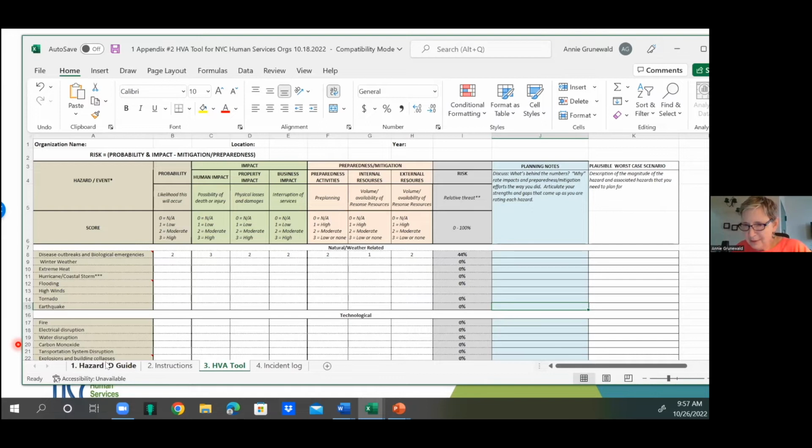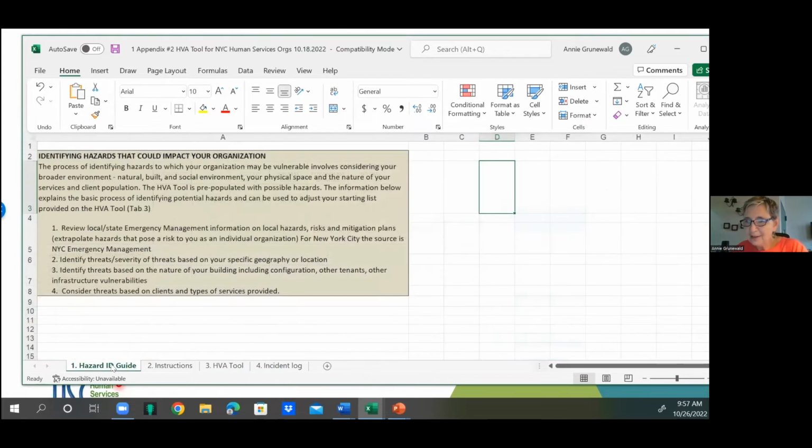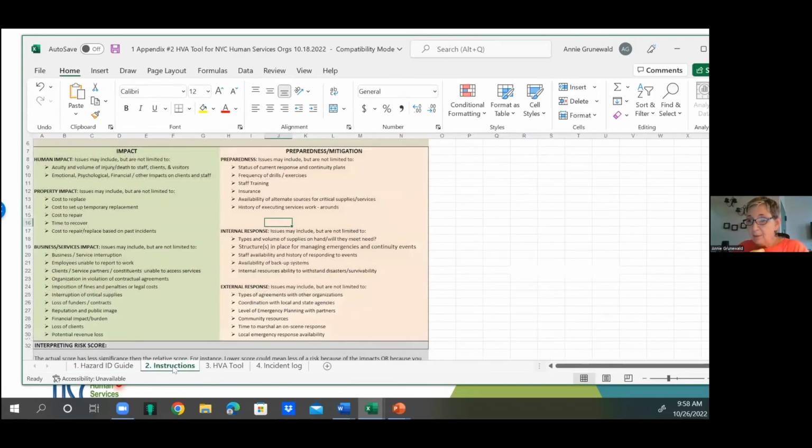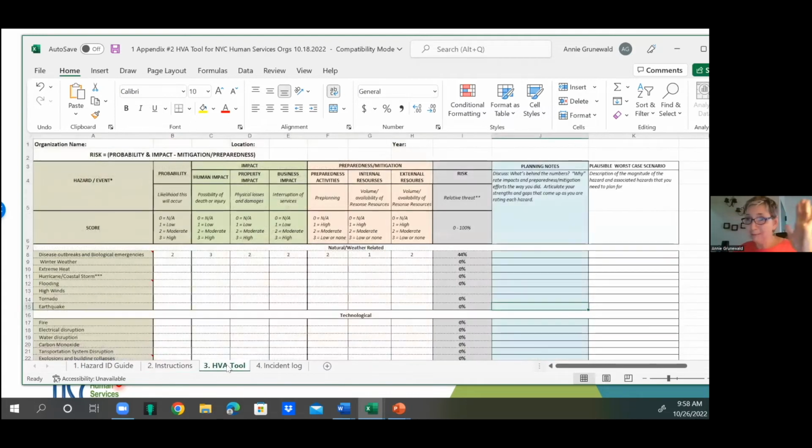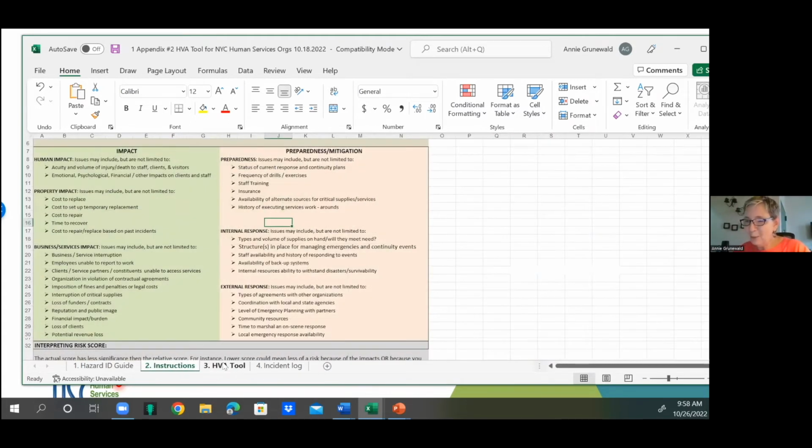Now what I want to do is go back and just go over each of the tabs quickly. So hazard ID, this gives you instructions on how you would populate your form. We pre-populated with some things we thought are important for you, but you need to make your decisions based on this information, and we'll look at this in a moment. We kind of quickly looked at the instructions, right?